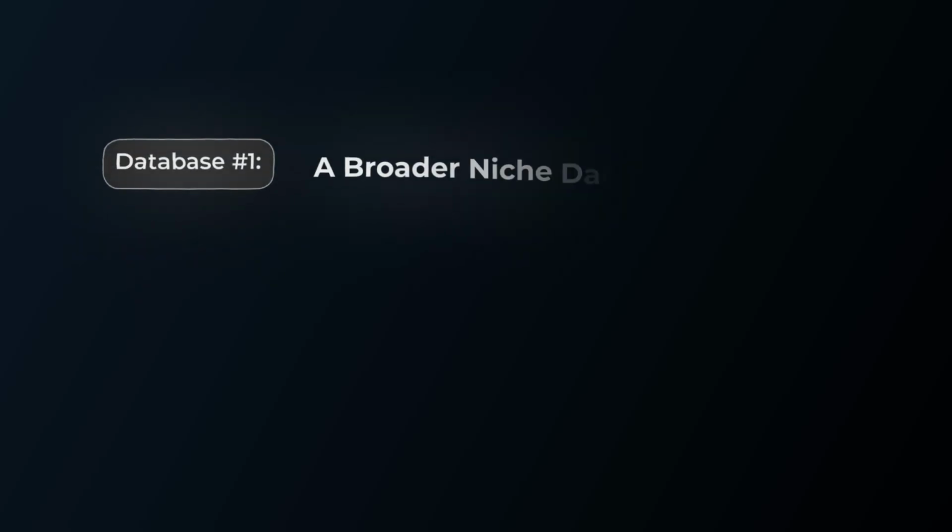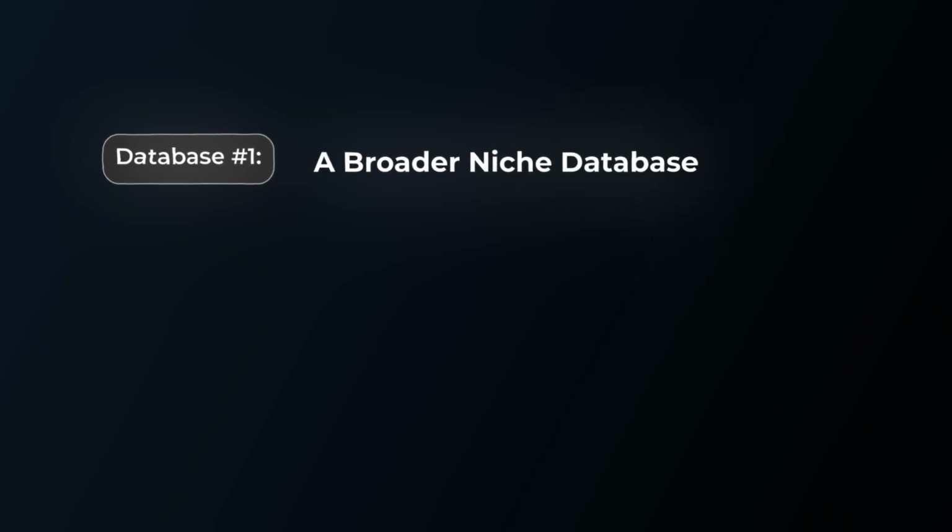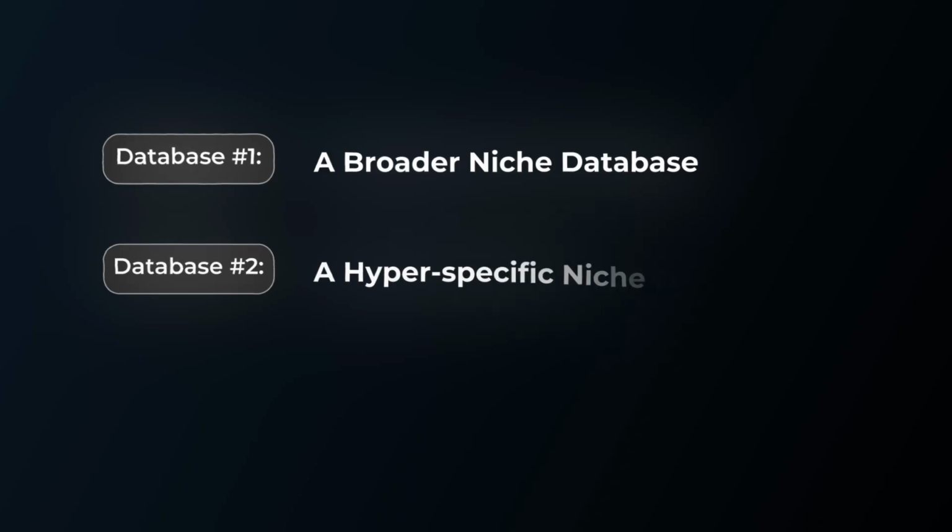Now, with that being said, there are 3 different databases you should be creating on VELIO. The first one is the one I just talked about, which is the broader niche database. Now, the second database that you should be having is more focused on your hyper-specific niche. That way you can easily closely follow what your competitors are uploading.